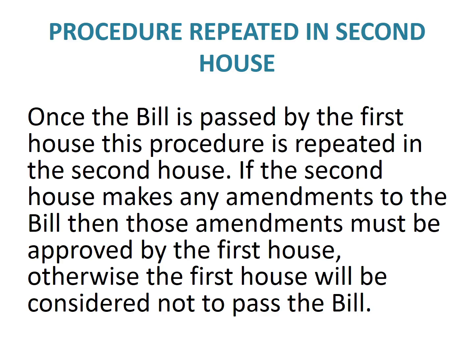In the first house, we don't go through all of these stages again. Instead, the members of the first house simply vote on whether to pass the bill as amended by the second house. If the first house votes to pass the bill as amended by the second house, then the bill has been passed by Parliament. If the first house votes not to pass the bill as amended by the second house, then the bill does not pass and it cannot become a law.